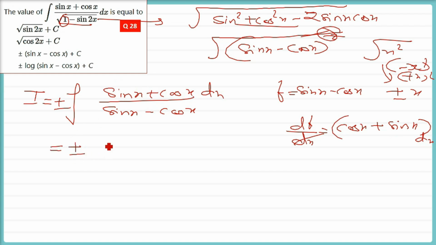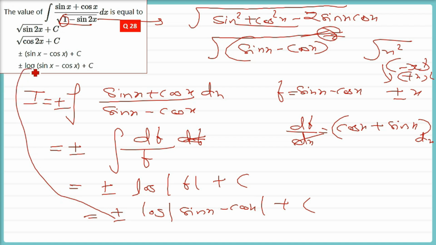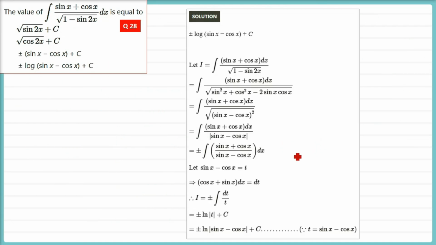So plus minus sin x plus cos x dx is dt, and sin x minus cos x is t. Integration of this is simply log t. Plus minus remains as it is because we have removed an under root. Log modulus t plus constant of integration. T was taken as sin x minus cos x, so just replace it here. It will be plus minus log modulus sin x minus cos x plus constant of integration. And you can match it. It is the last option which you see here. Alright, it is matching exactly. So this is how this will be done. So this is the process. If you have to write it, then you write it like this.